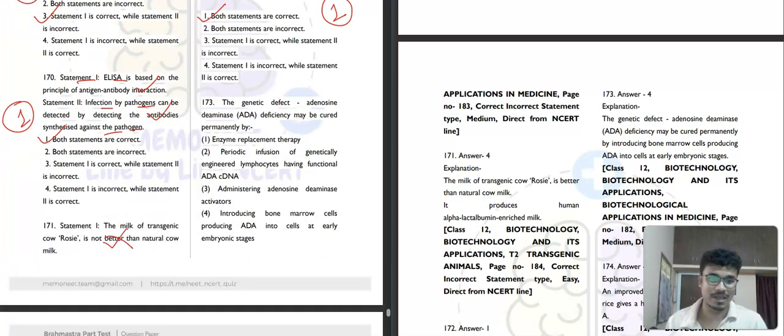Then question number 173. What it is saying is that the genetic defect adenosine deaminase deficiency may be cured permanently by enzyme replacement therapy, periodic infusion of genetically engineered lymphocytes having functional ADA complementary DNA, administering adenosine deaminase activators. These are all correct, but these are not the permanent cure. These are temporary cure. What is the permanent cure? That is introducing bone marrow cells producing ADA into cells at early embryonic stage. So this fourth option will be our correct answer.